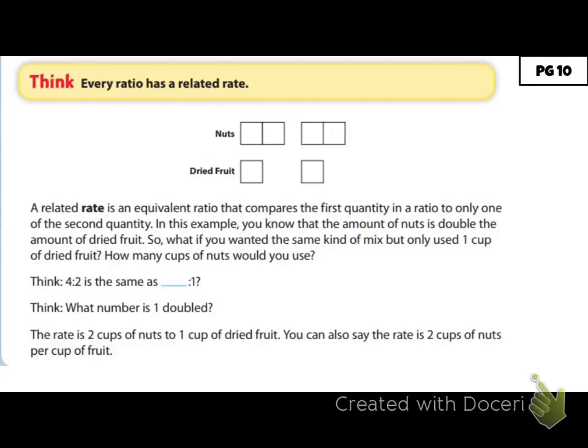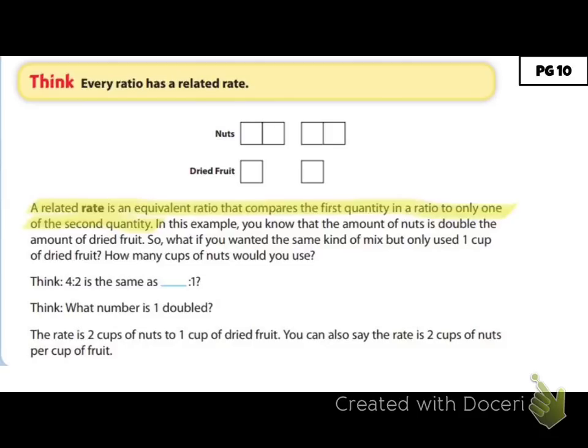This shows that every ratio has a related rate. A related rate is an equivalent ratio that compares the first quantity in a ratio to only one of the second quantity. So related rate, that's one of our vocab terms.